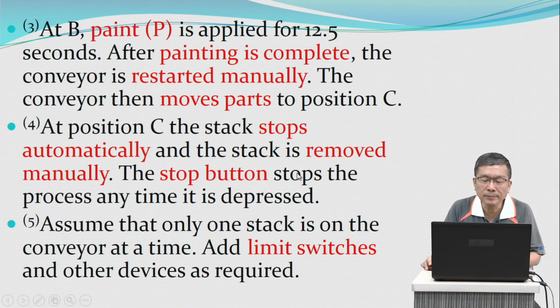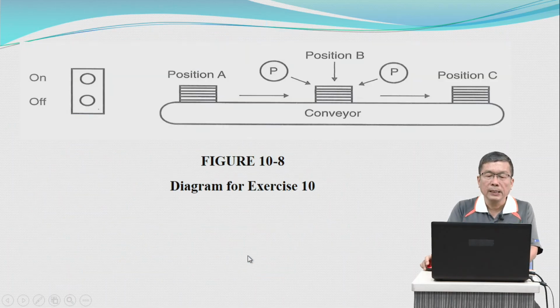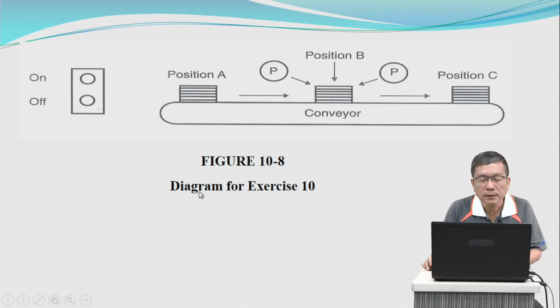The stop button stops the process anytime it is depressed. Assume that only one stack is on the conveyor at a time. Add limit switches and other devices as required. This picture shows the layout of the paint and conveyor system for exercise number 10.